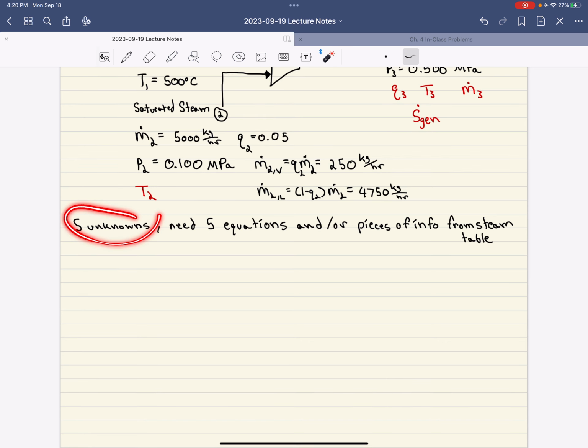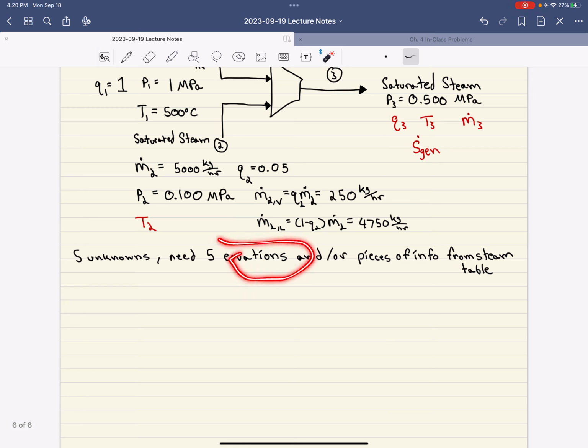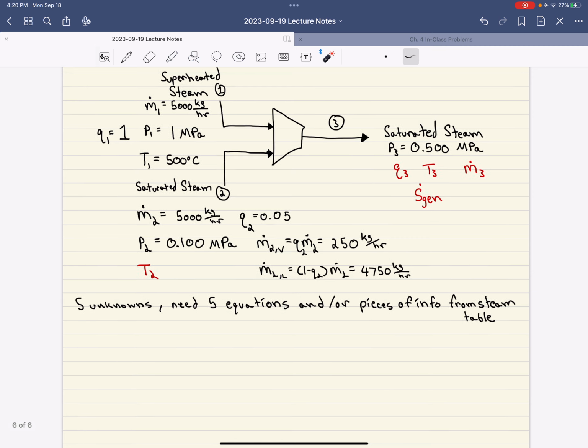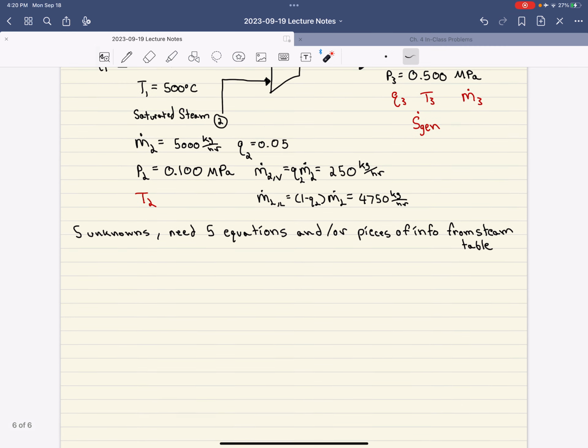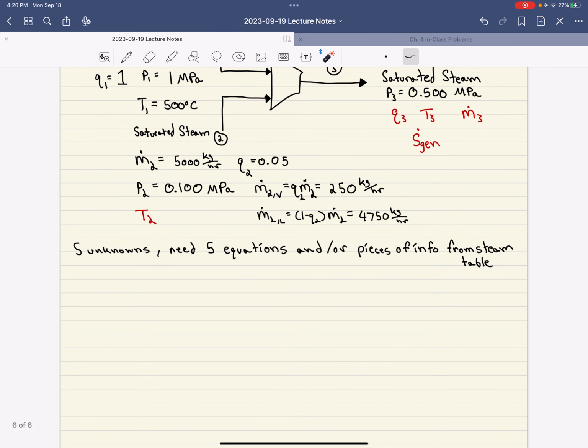And so because we're dealing with 5 unknowns, that means in total we need 5 equations and pieces of information in order to solve for all of the unknowns. And specifically, because we're dealing with steam, that should be a very strong hint that we need to use the steam table to help solve this problem. And so we're going to be going through the steam tables in a bit.